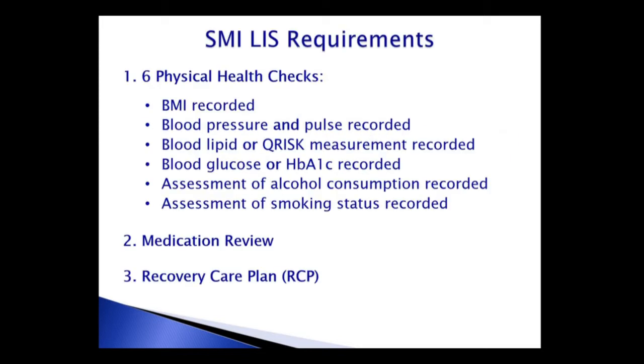Okay, so I'm going to move on to the LIS requirements. Now this year, it's what you've done previously, so the 6 physical health checks, but there are 2 added extra elements in here. So the 6 physical health checks, you need to have the BMI recorded, you've got to have blood pressure and pulse check recorded, blood lipids or Q risk recorded, blood glucose or HbA1c recorded, assessment of alcohol and assessment of smoking status.